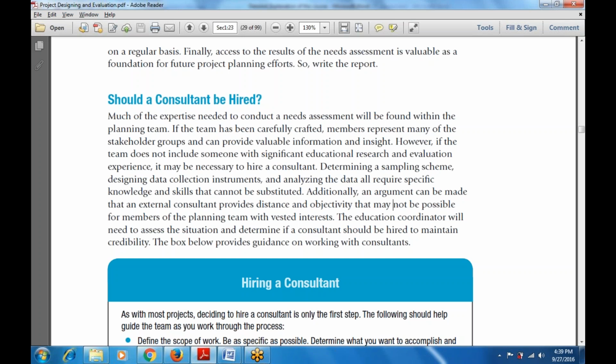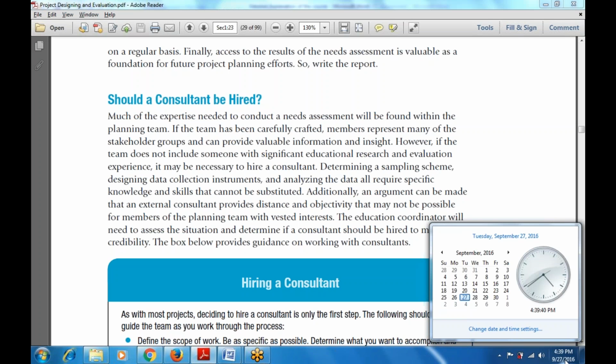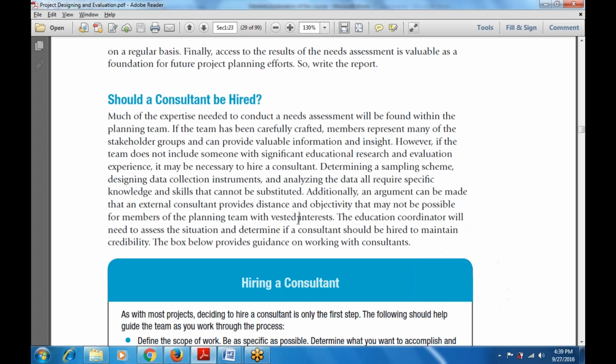These are the various guidelines on how to work with a consultant. Why are we hiring the consultant, and what is the benefit of doing so? If a team has been carefully crafted so that members represent many of the stakeholder groups and can also provide valuable information, then we may not require a consultant.